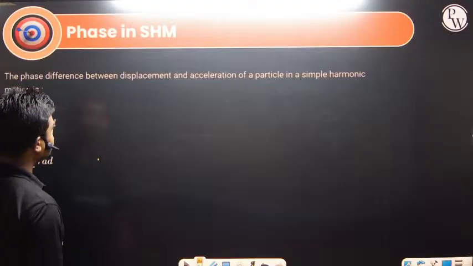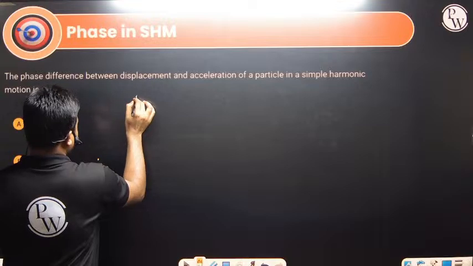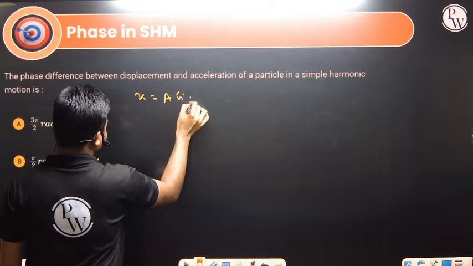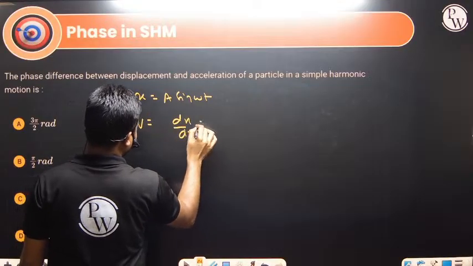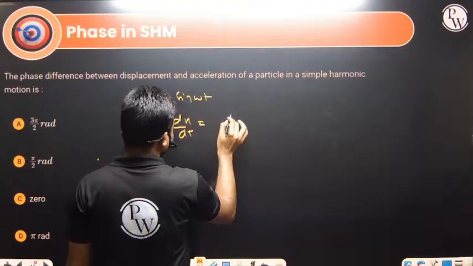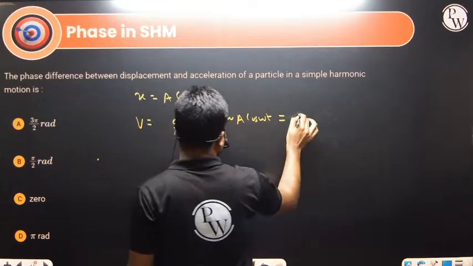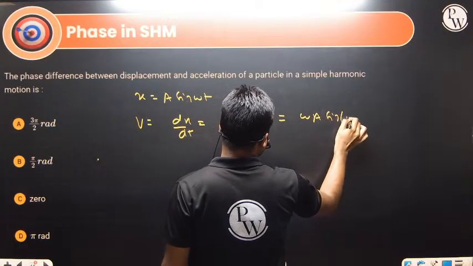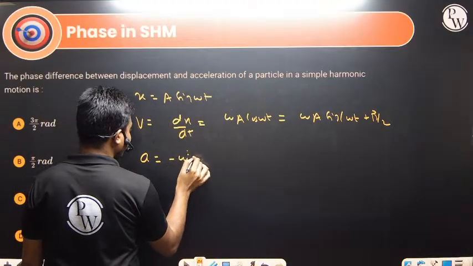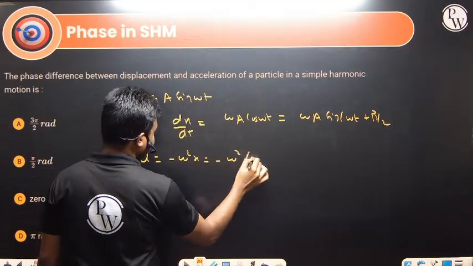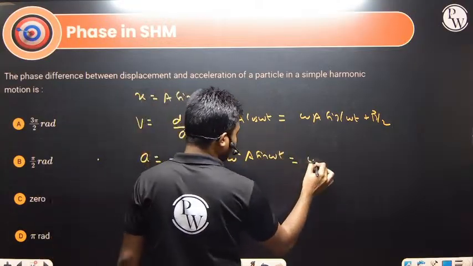The phase difference between the displacement and acceleration of a particle in simple harmonic motion is given by, remember this, x is given by a sine omega t. What is the velocity? Velocity will be given by dx by dt. And how can we calculate this? Differentiation of this will give omega a cos omega t, which will become omega a sine omega t plus pi by 2. And what is acceleration? a is equal to minus omega square x. So minus omega square a sine omega t. If I take the minus inside, this will become omega square a.